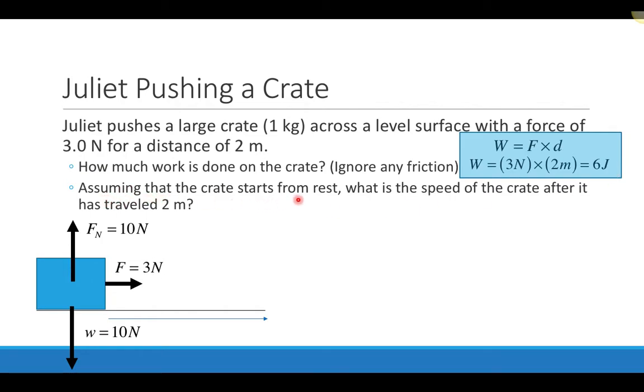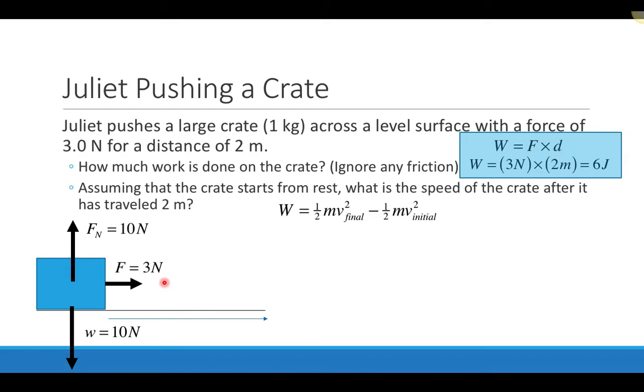Assuming that the crate starts from rest, what is the speed of the crate after it has traveled 2 meters? So here we want to figure out, how fast is it going? This is similar to other examples that you may have seen when you talked about Newton's second law. So certainly another approach to this would be there's a net force, so there has to be an acceleration. So you could use F equals ma. You could find the acceleration. And then once you knew the acceleration, then maybe you could figure out how fast the object was going after it had traveled a certain distance. But we're going to do this a different way.